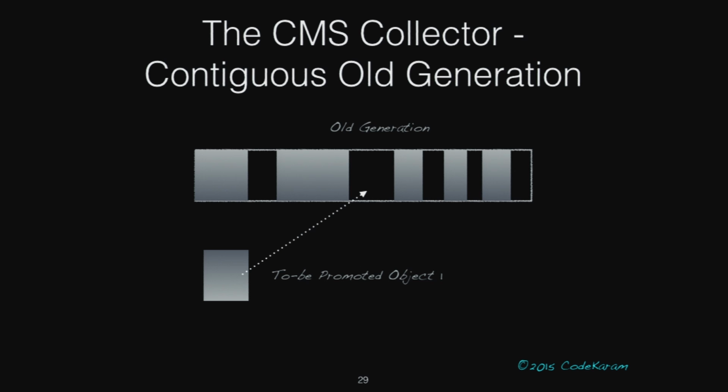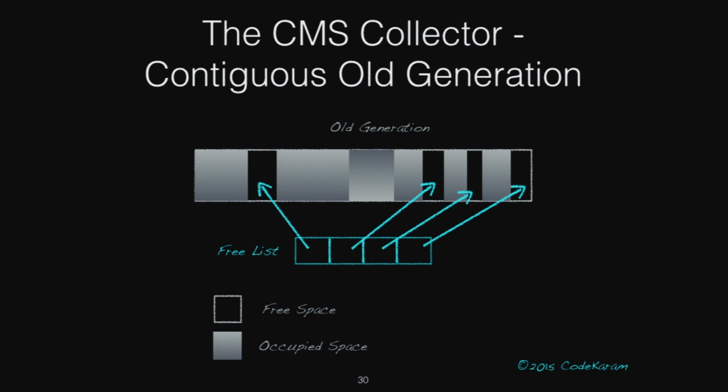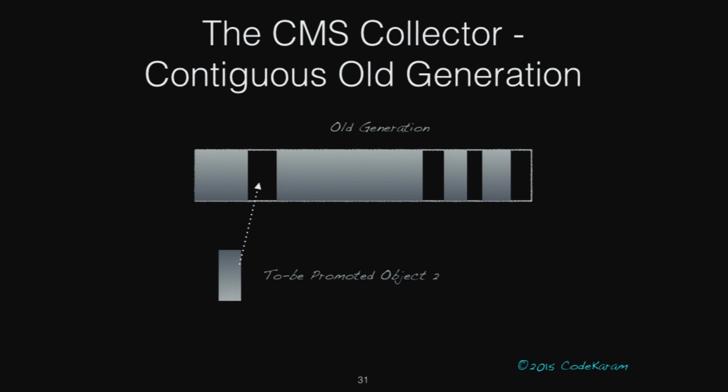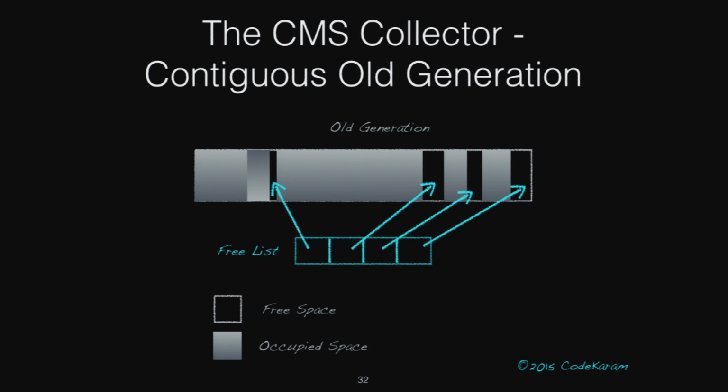All right, we have the first object that needs to be promoted. Okay, it cannot fit into the first space, so it moves on to the next one, and good. The free list is updated again with all the free things in there. Second object comes along, yes, it fits in the first space. Now there's a little bit of space left, so the free list is updated again to point to that free space.